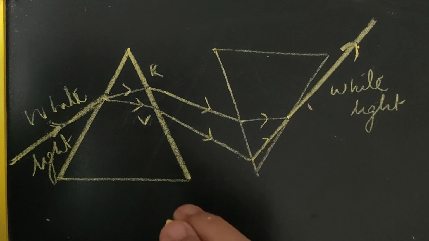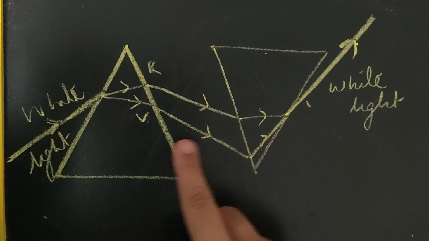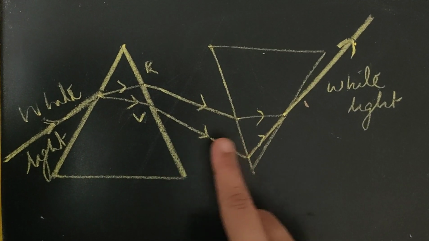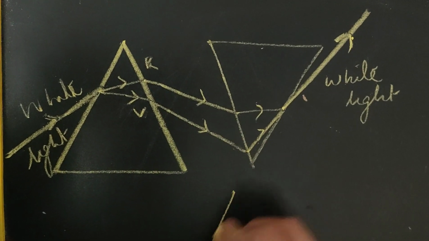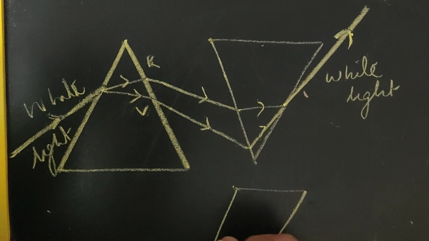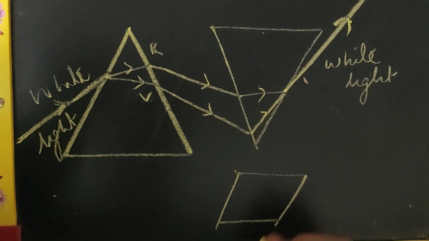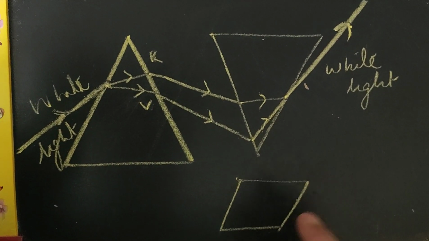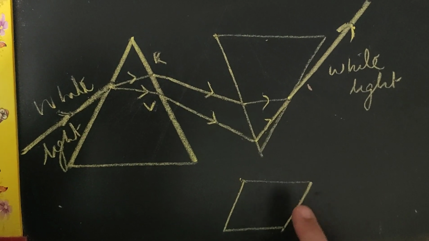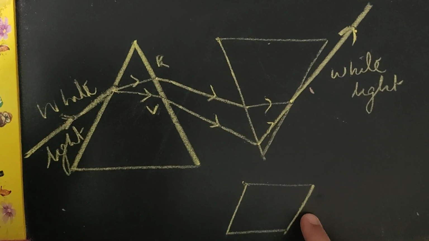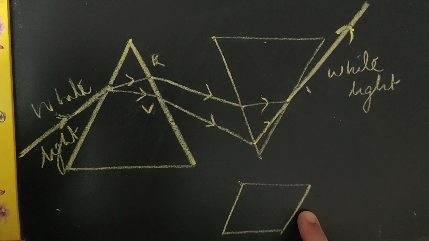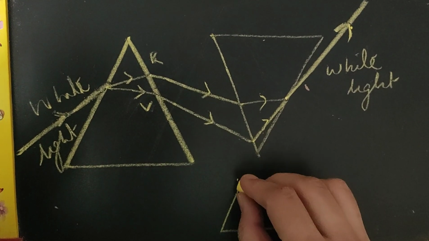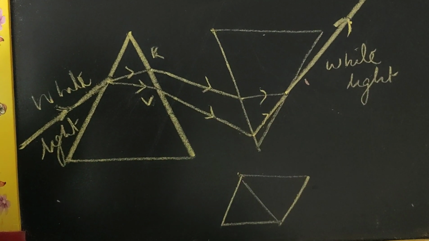Now focusing on this diagram, if I would not have shown this gap in between these two inverted prisms, it would have looked something like this. And this is what I want you to focus on. This is somewhat like a glass slab. And here is the answer to the question that why don't we see a spectrum being produced by a glass slab, since it is a combination of 2 prisms in an inverted position.